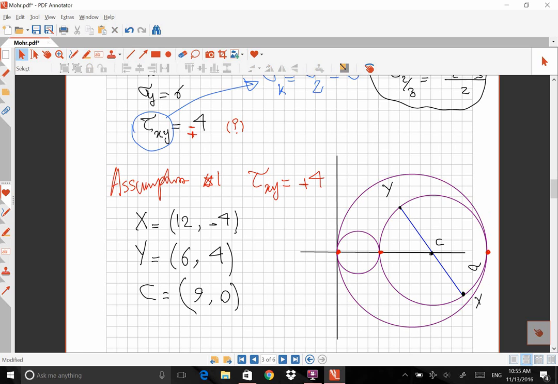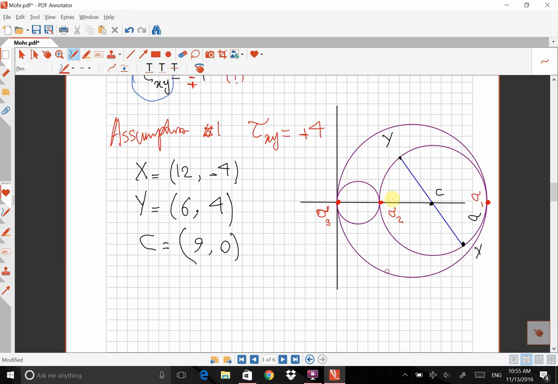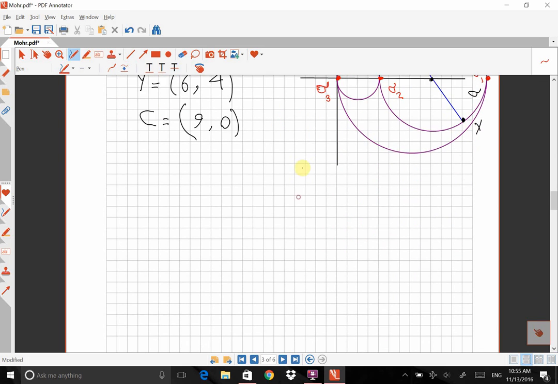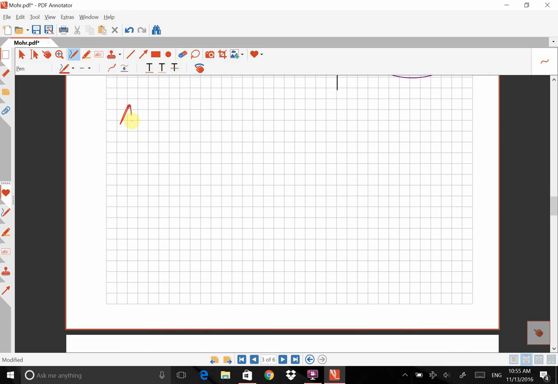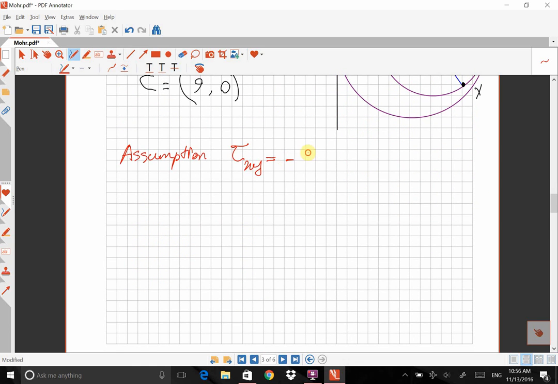And okay, so these are my three Mohr circles, and if I want to name the critical stresses, I can say this is the lowest one, so that's sigma 3. The middle one is always sigma 2, and the highest one is sigma 1. Okay, so I did that one with this assumption that tau xy is positive 4. Now I want to do the same thing, the same question, with this assumption that shear stress is, so here I assume that's positive, here I want to assume that this is negative.